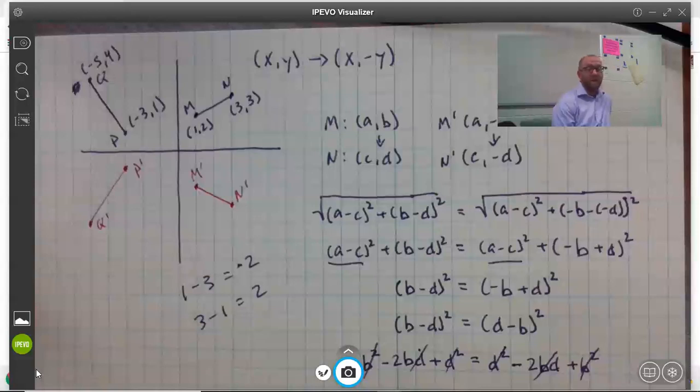Which, by the way, is important because if I take a triangle and I flip it across the axis, then all the side lengths are going to stay the same length, which means that the new triangle will have the same side lengths as the old one, and therefore it will be congruent to the old one. All right.